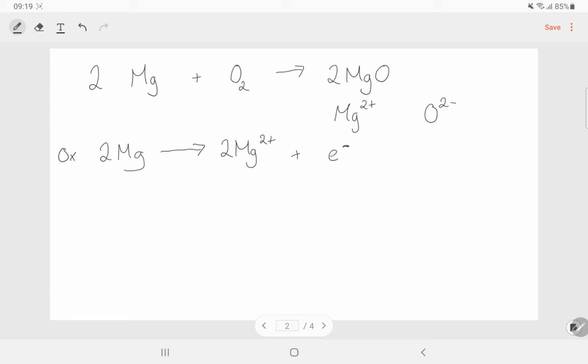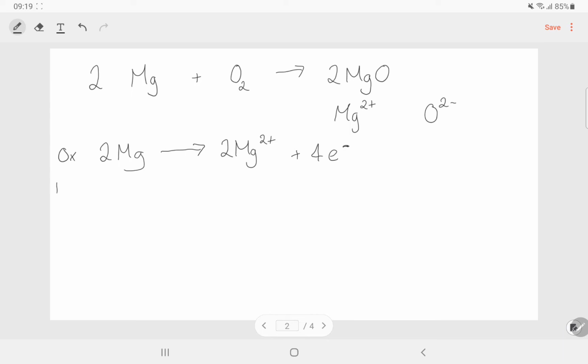How many electrons do we have? Well, we have 2 Mgs and they are 2+ each, so we must have 4 electrons that have come off. So we would write 4e- there. And that is our oxidation half equation. We have shown the electrons coming off.